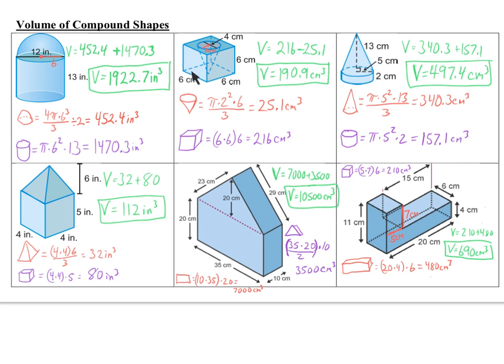So for the cube, let's start with that. The cube is 6 by 6 on the bottom and 6 high. So the base area is 36 times 6 is 216.